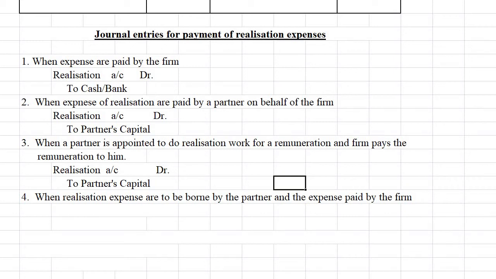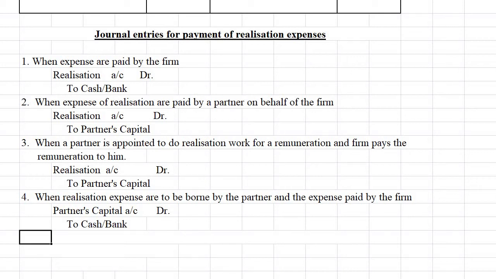So now who has to pay to whom? The partner had to pay the realization expense. For example, a partner is appointed to do the realization work and he will be given commission, and he had to pay the realization expense, but on behalf of him, the firm paid. That means the partner has to pay money to the firm. That means partner's capital account debtor to cash or bank.